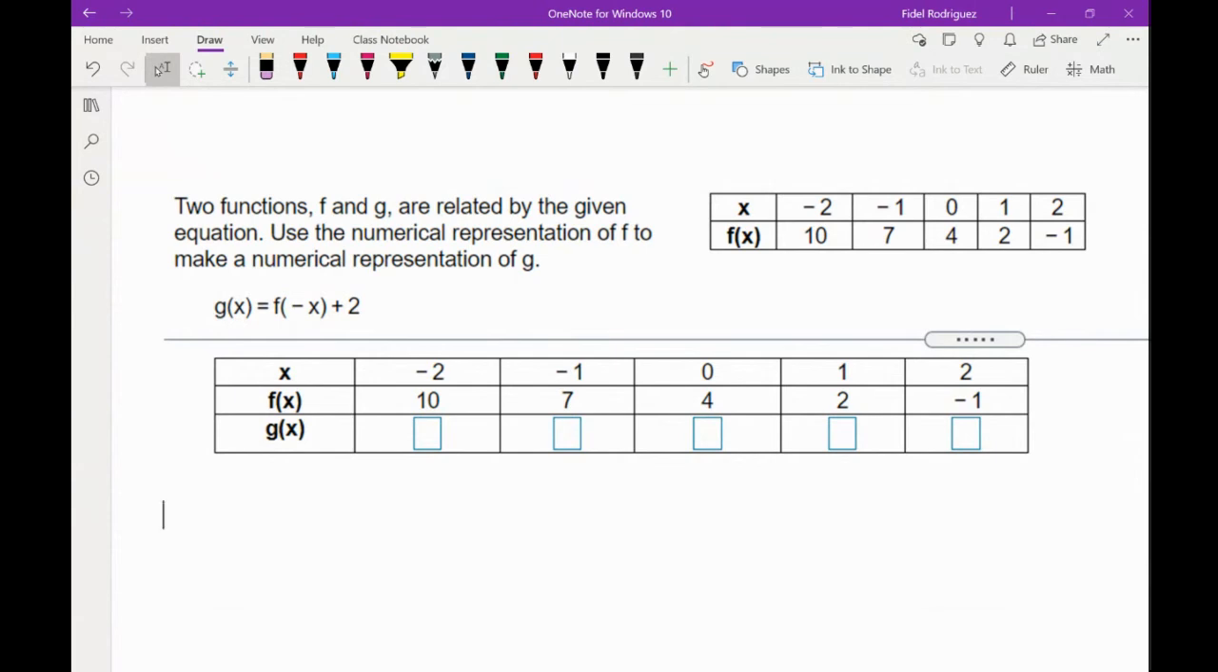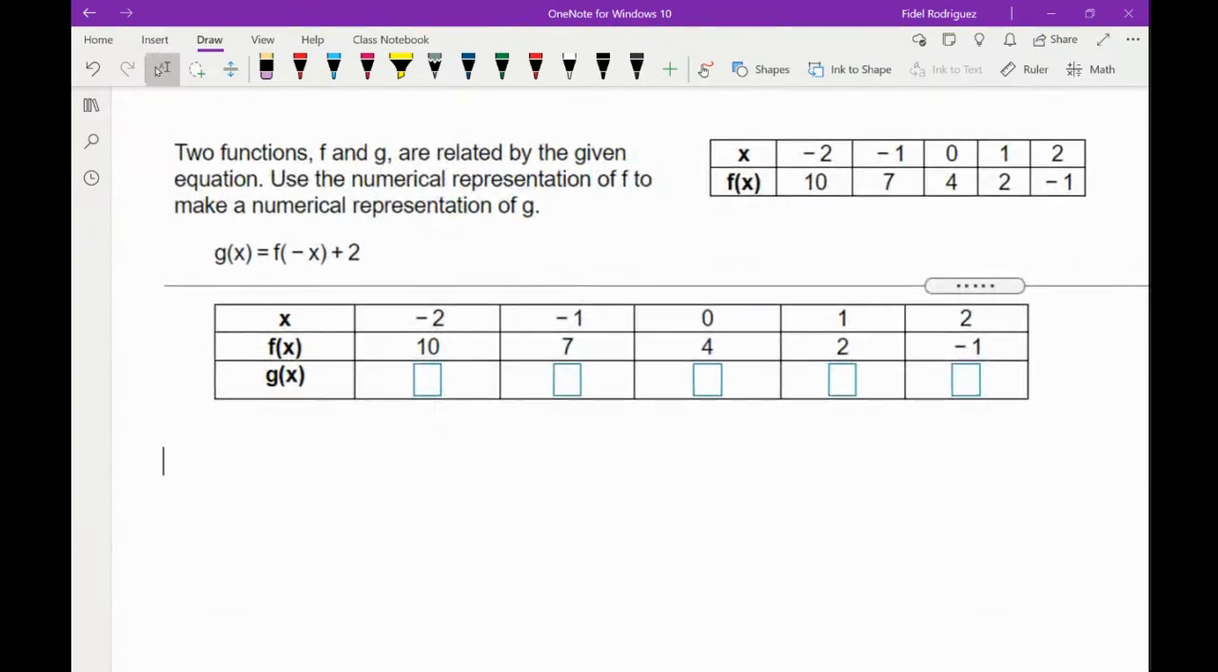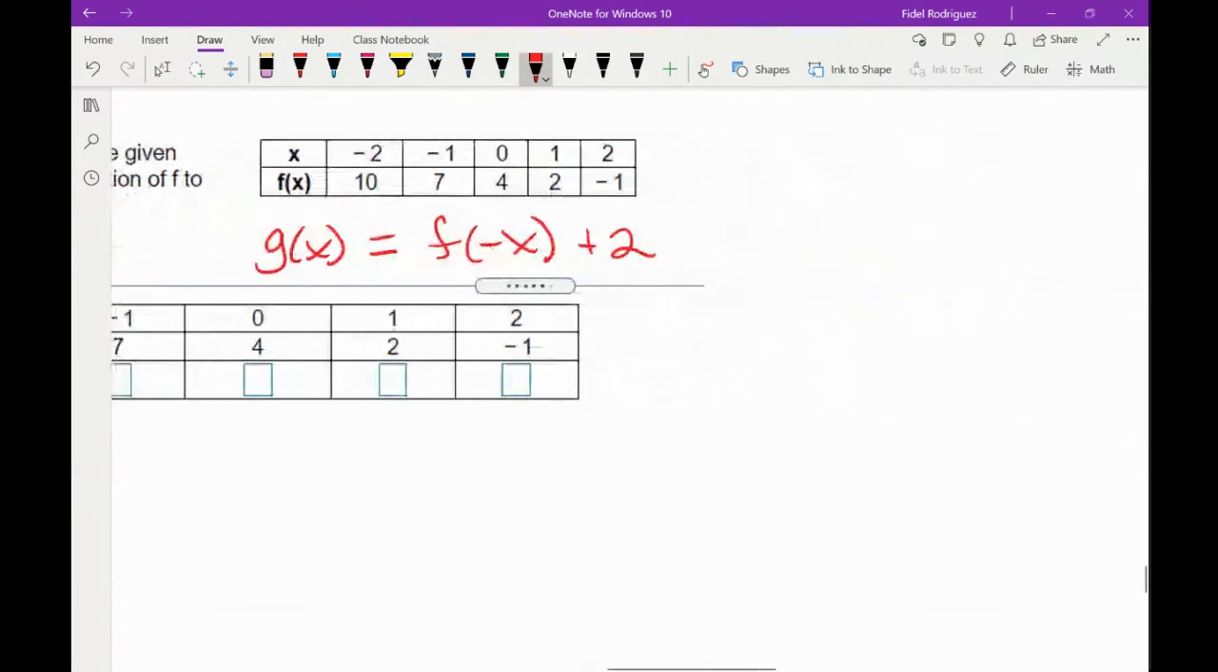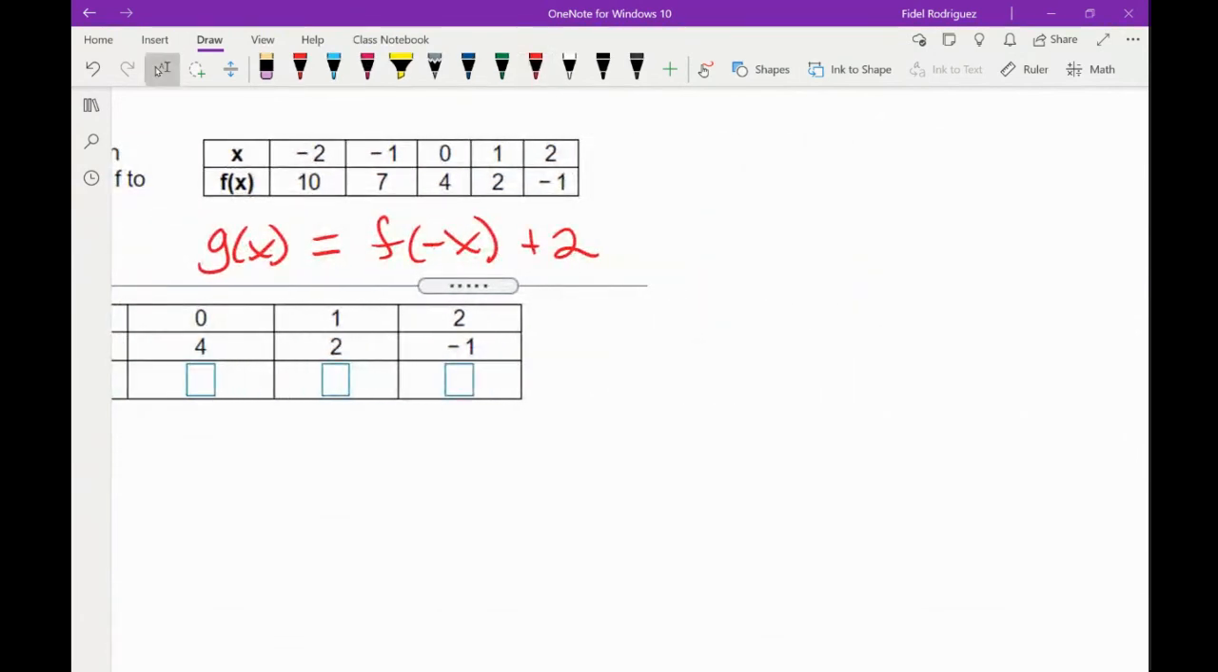It says two functions f and g are related by the given equation. Use the numerical representation of f to make a numerical representation of g. Okay, so first thing I'm going to do, y'all, is I'm going to rewrite this g part. G is f of negative x plus 2, okay? So the reason why I want to do this problem is there are multiple steps in this problem, okay? It's not just changing the x, it's also changing the y.